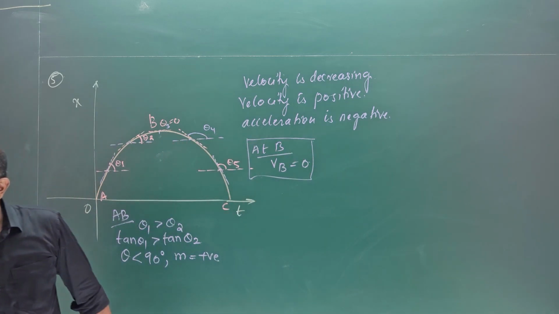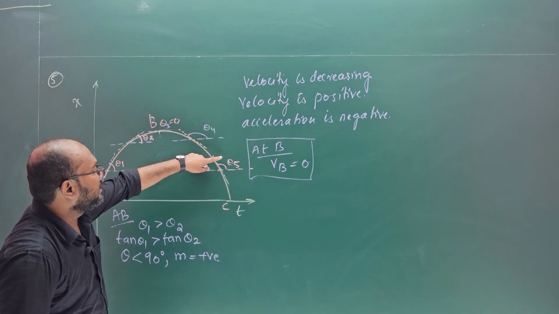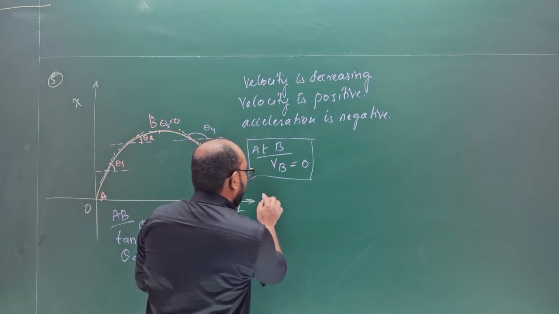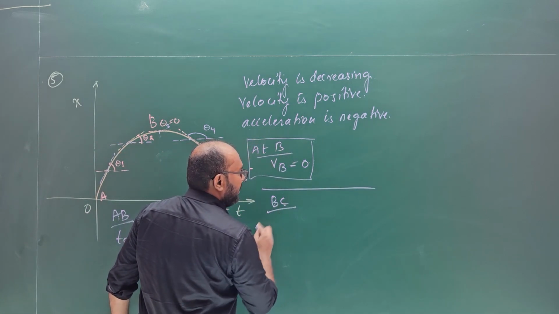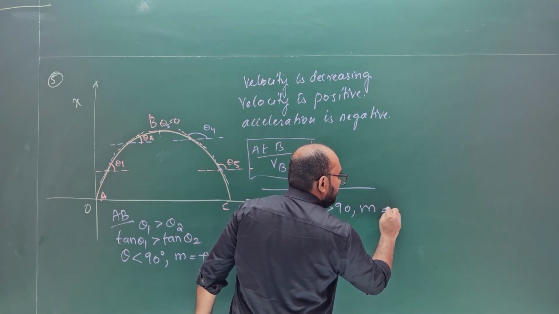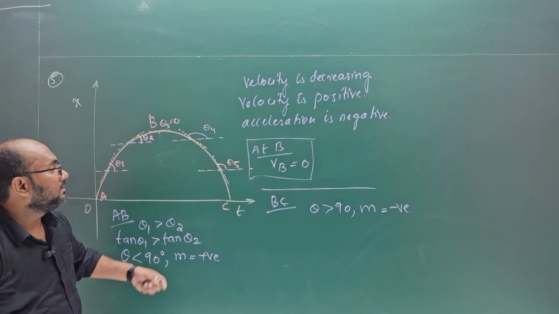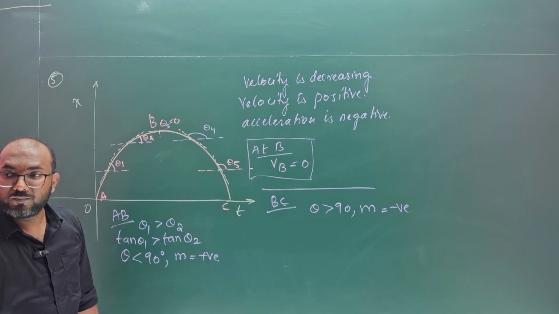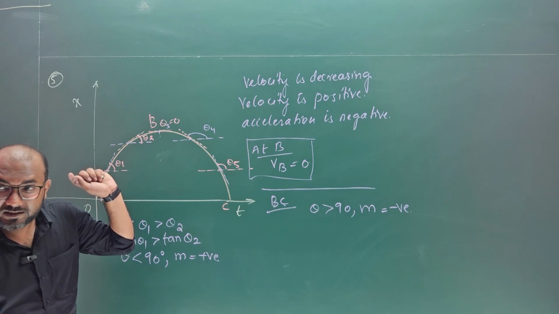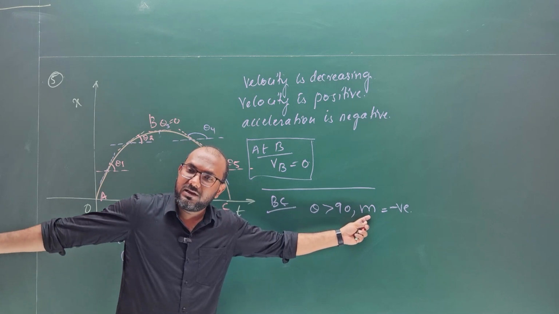Now first tell me what about slope. These two angles, that is theta 4 and theta 5, are they greater than 90 or less than 90? Greater than 90, yes or no? So from B to C, theta is greater than 90. That means, can I say m is negative? If m is negative, then slope is negative. That means the body is going towards what? Negative side. If m is negative, definitely velocity is in the negative direction.